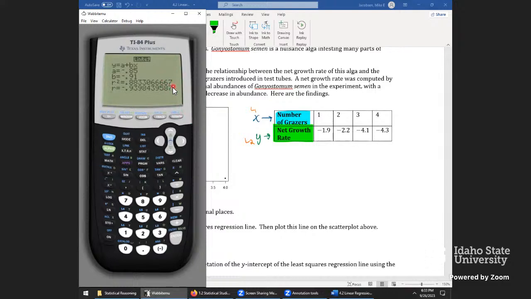If you have your diagnostics on, it'll give you the correlation coefficient R. R squared is the coefficient of determination. If you take more statistics, what R squared is telling you is that 88% of the variation in the way they're jumping up and down was explained by the number of grazers. So that's almost all of the variation by that one single variable. But what we need is this right here, the A and the B value, so we can put it together as an equation.